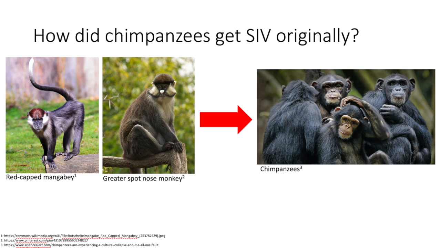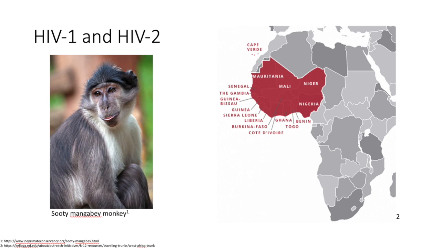It has been determined that chimpanzees preyed on monkeys carrying two different strains of SIV, the red-capped mangabeys and the greater spot-nosed monkeys. Within the chimpanzee, these two strains mutated, creating a third strain called SIV-CPZ, which very closely resembles HIV in humans. This strain has the ability to infect other chimps as well as spread to humans.